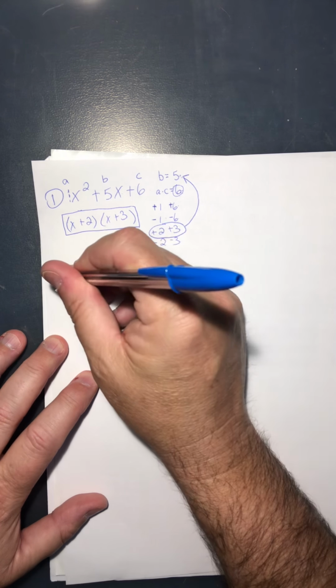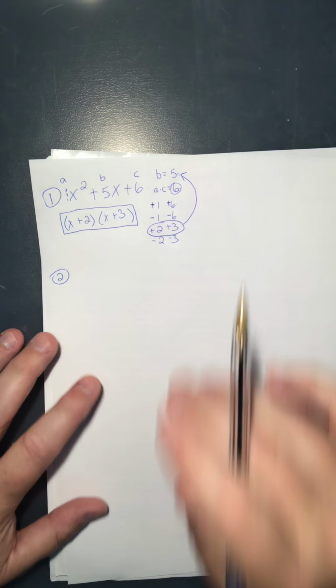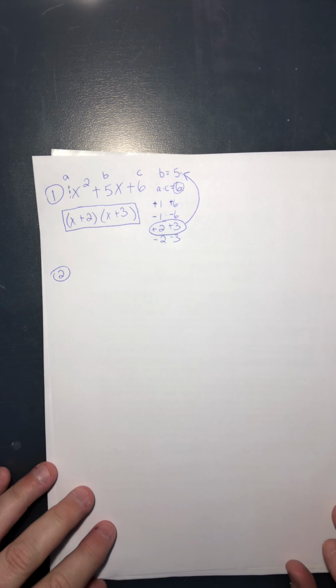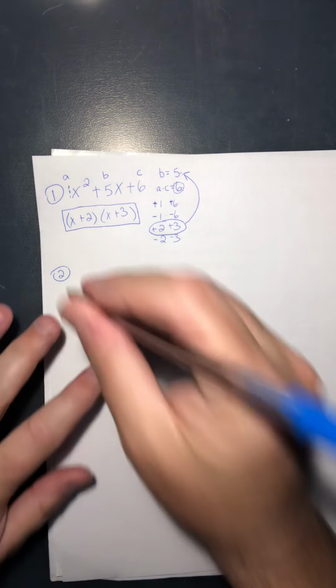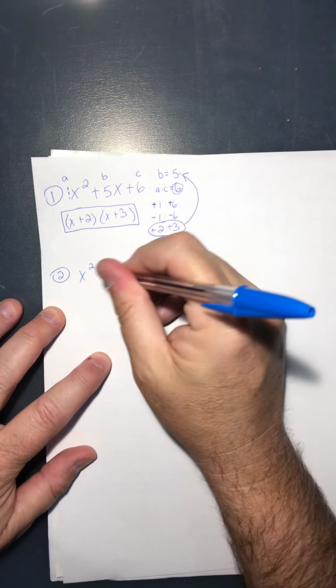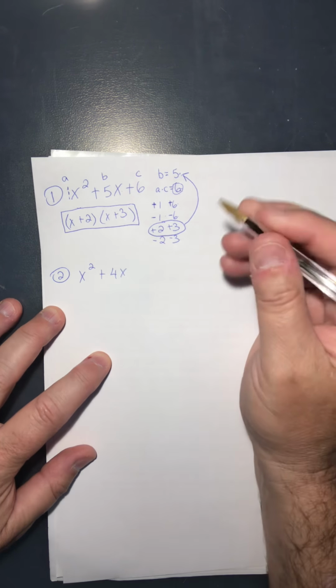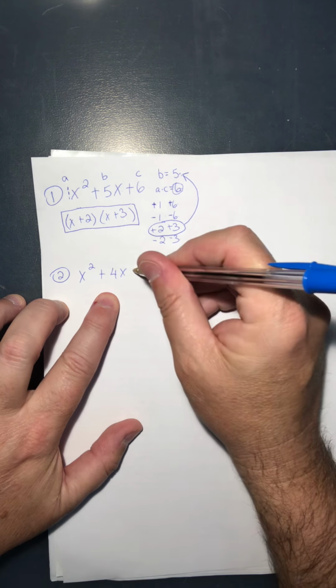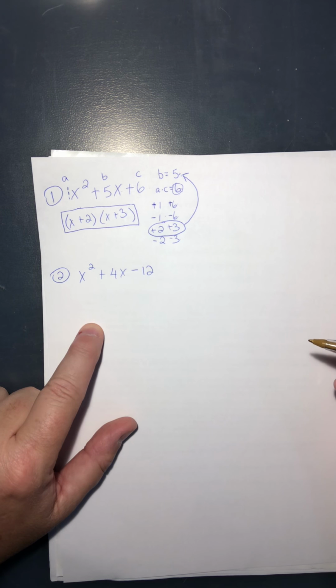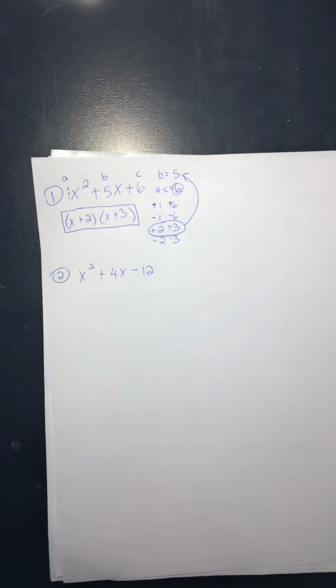Now let's do one where my A times C is not a positive number. Let me figure this out. I need to create one real quick. So let's do x squared plus 4x minus 12. Let me make sure that one's going to work. Let me do it in my head real quick. Yes, so this one will work. Okay, so this is the one we're going to do now.